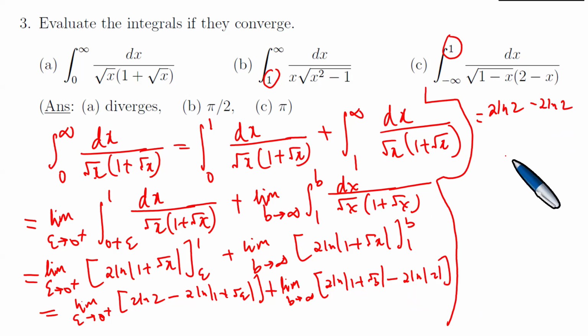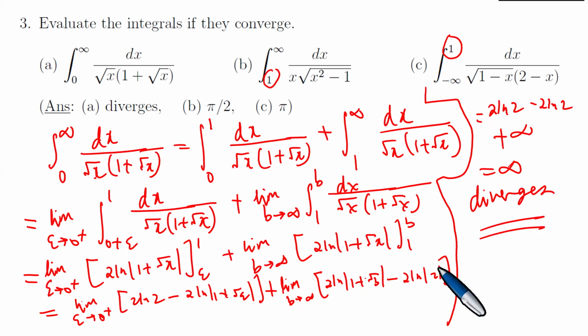Minus 2 ln 2. And then you have this one as b approaches infinity. It's going to be the square root of infinity, which is infinity. The ln of infinity is going to be infinity. But obviously, 2 ln 2 minus 2 ln 2 is 0, giving us this and giving us infinity, and that means this integral here diverges.